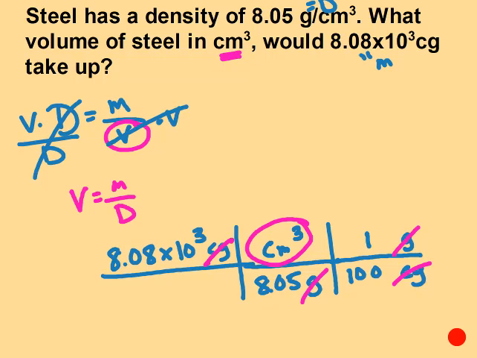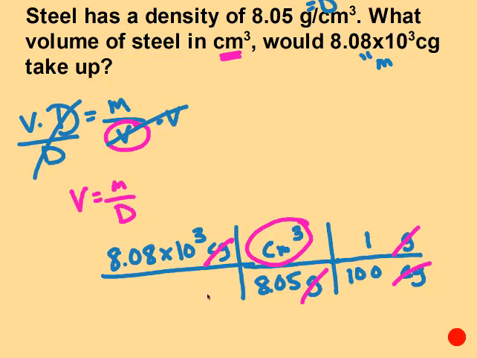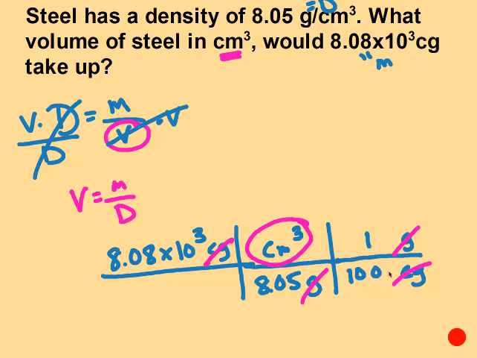The other place people are messing up is again plugging it into the calculator. So plugging that in, you should have 8.08 times 10 to the third. So remember, I'm going to use the exponent and then 3. Then I'm going to hit divided by. So there's my divide by, 8.05. Then I'm going to hit divided by 100.